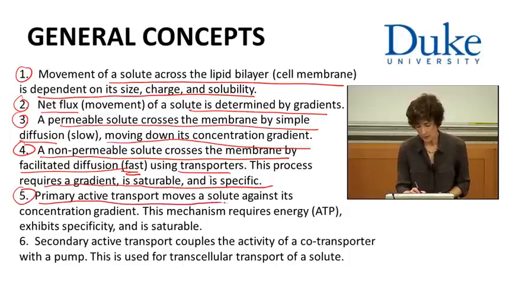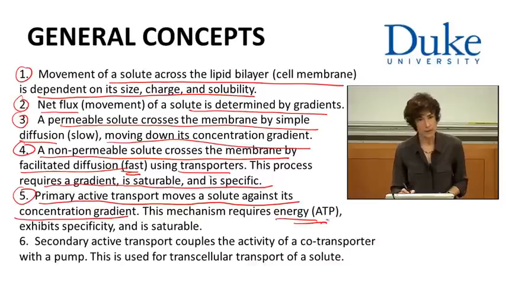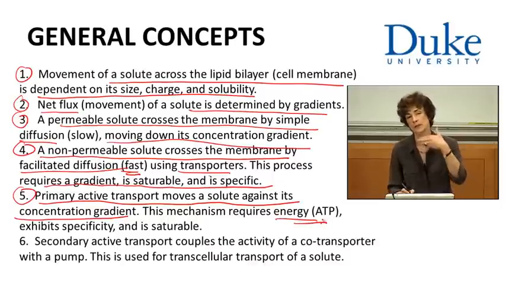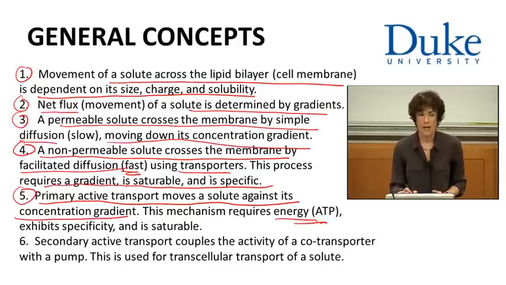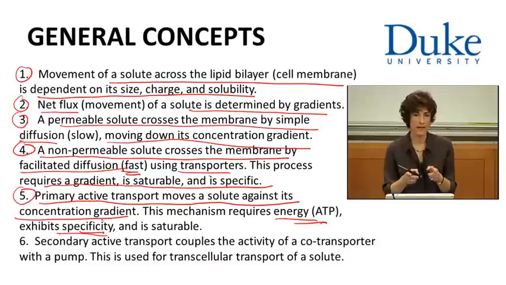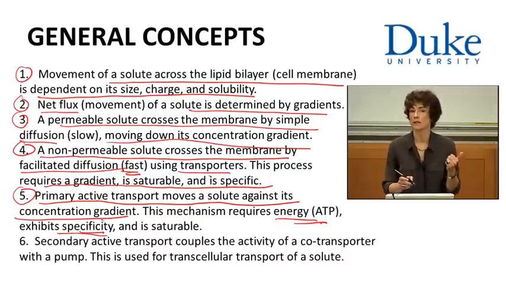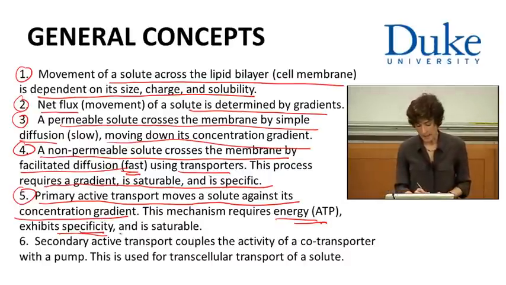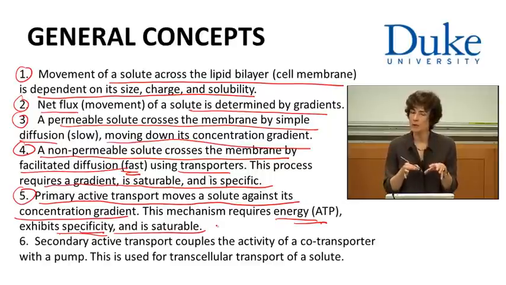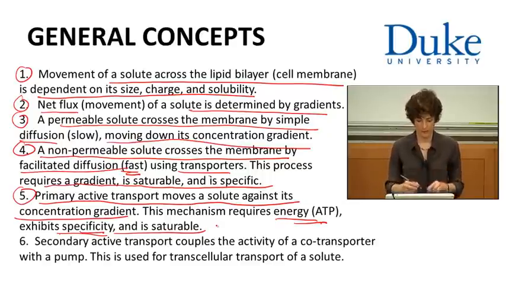Fifth, primary active transport moves a solute against its concentration gradient. And this mechanism requires ATP. So we have to cleave ATP in order to move this material across the membrane. Again, it will show specificity. The sodium-potassium ATPase moves sodium and potassium in an antiport manner, but it will move protons out of the cells if it's a proton ATPase. But if it's a proton ATPase, it will not be moving sodium and potassium across the membrane. And again, these things will be saturable. We'll have a finite number of these pumps on the plasma membrane surfaces.